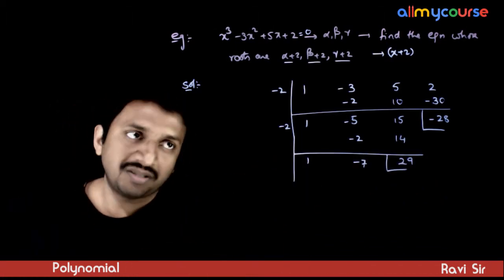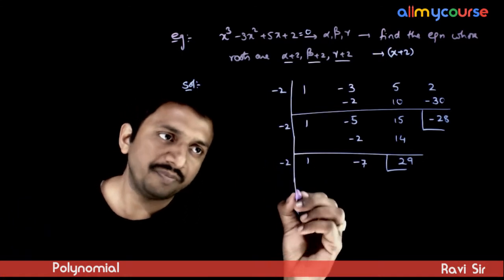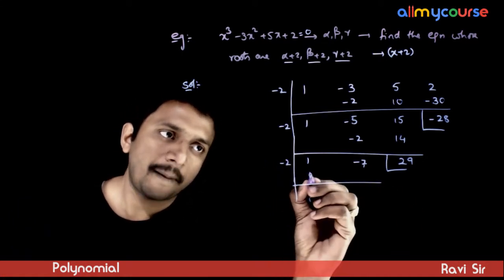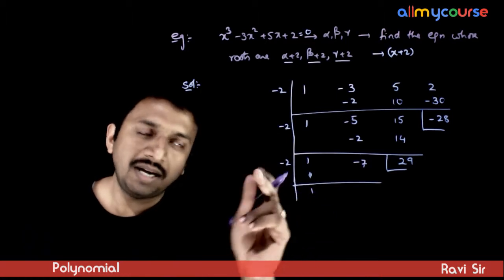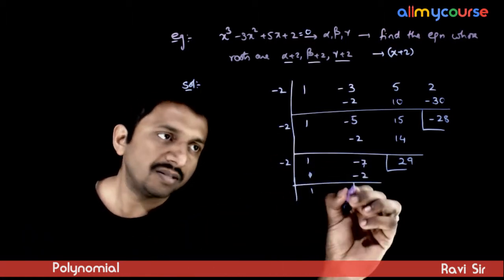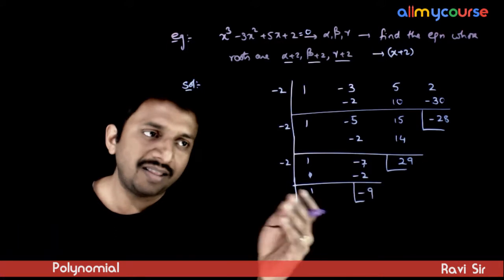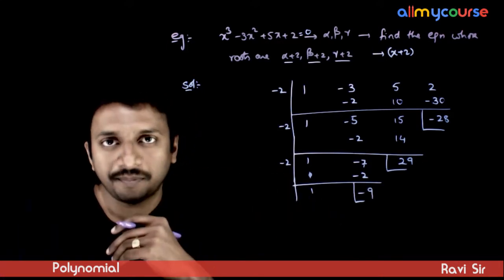Now let us continue the process. Again, we'll divide with minus 2. So you get 1 here. So 1 into minus 2 is minus 2. The remainder is minus 9. And the last remainder is 1.